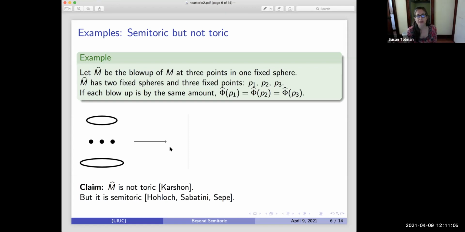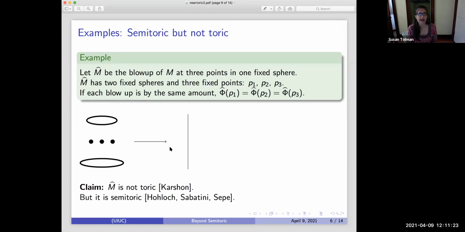All 3 points, I'm sorry, will have weights +1 and -1. It's pretty easy to check. You just go through it. You can blow up, of course, by different amounts, but I want to do it so that each blow up is by the same amount, all 3 blowups.